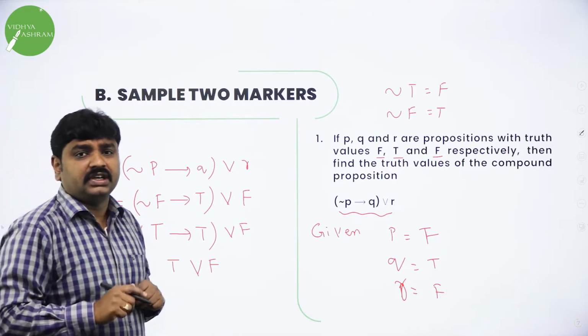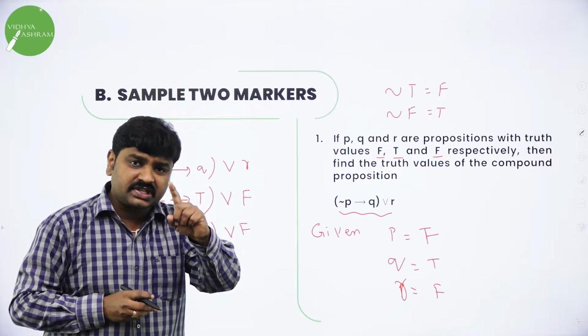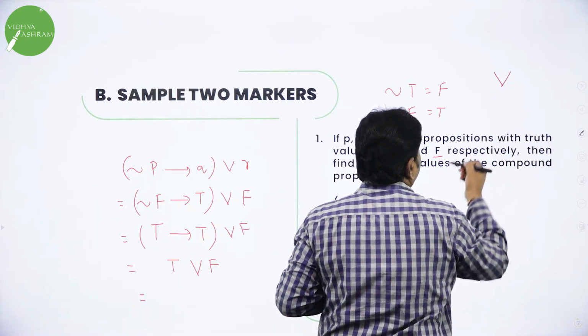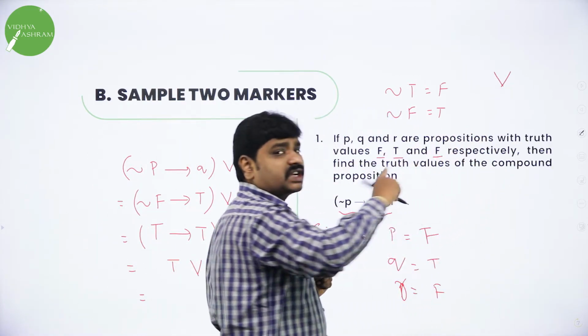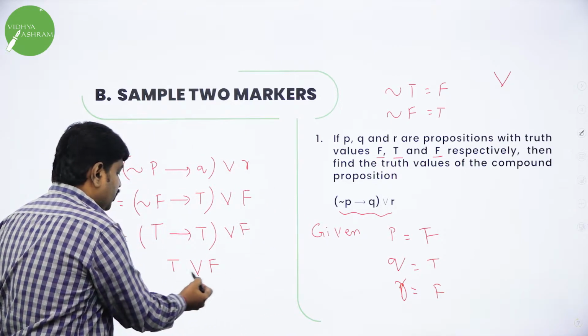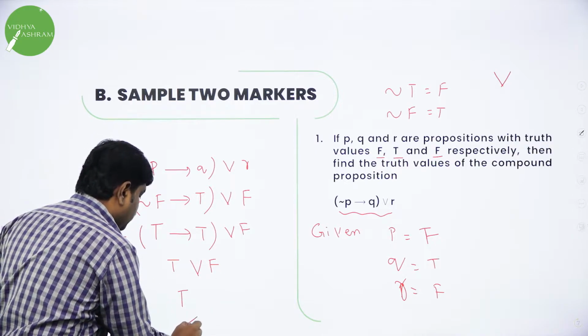So please understand, R means disjunction. What is the logic of R? If any one statement is true, the result is true. So this operation is called R. Here I taught you, if any one statement is true, then the result has to be true. Out of these two, we have one statement true. True or false becomes what? True. So this is the final answer.